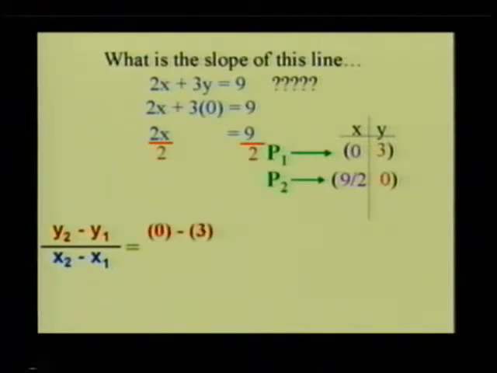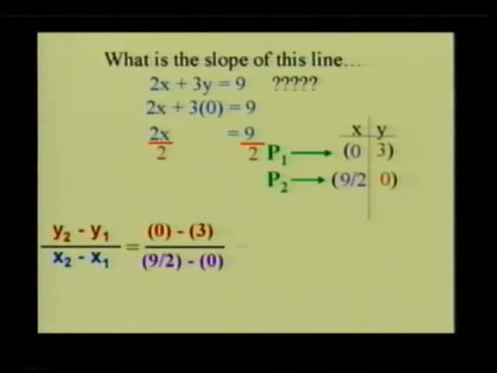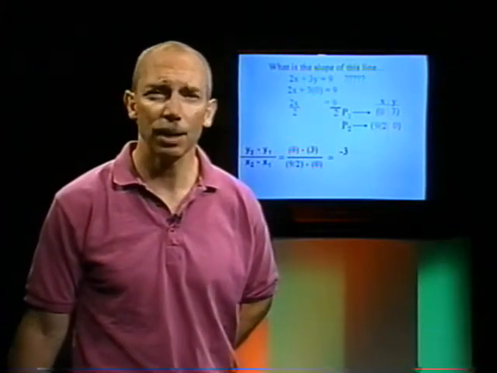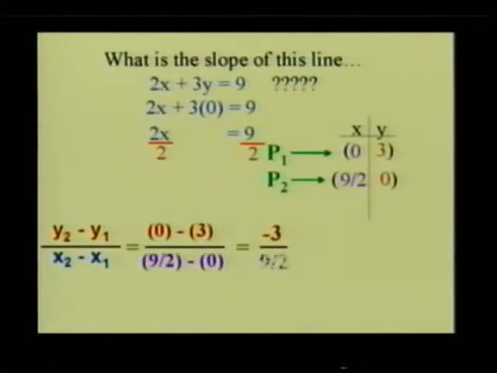y2 minus y1 is 0 minus 3. And x2 minus x1 is 9/2 minus 0. Don't worry about fractions. We'll work this out. Okay, 0 minus 3 is a negative 3, and 9/2 minus 0. These zeros are helping us out here, aren't they? 9/2 minus 0 is 9/2.